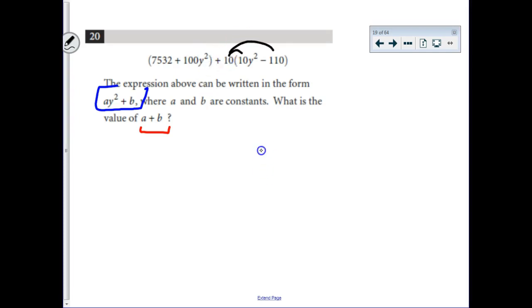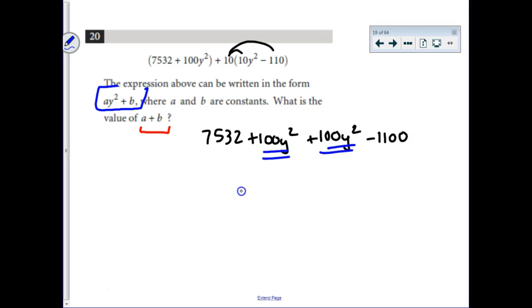I'm definitely going to distribute this 10, though. So we have 7532 plus 100y squared plus 100y squared again minus 1100 when you multiply that by 10. All right, get this to look like the blue thing. So add up your y squared terms. You have 200y squared. And then add up your constants.